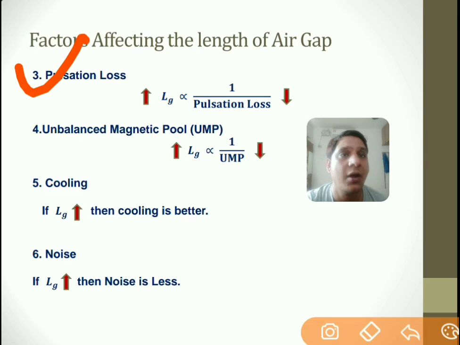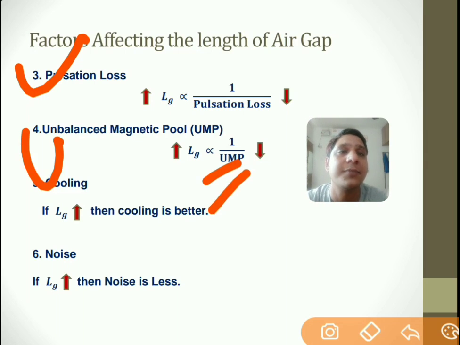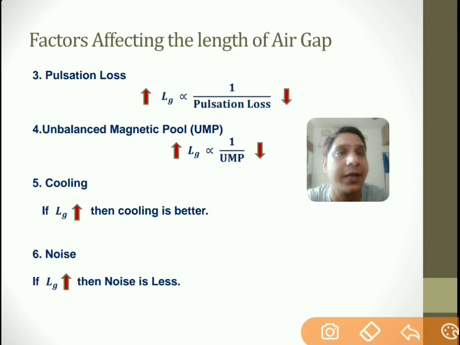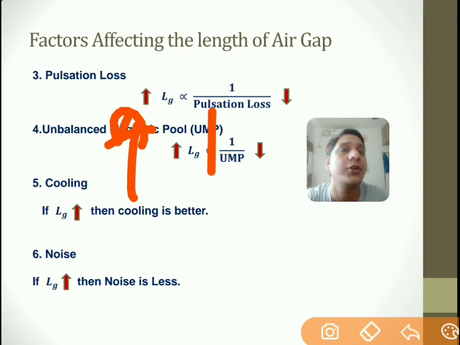This is the third factor. The fourth one is UMP, unbalanced magnetic pull, as it is called. The meaning of UMP we are going to cover in this video only. Then in coming slides, you will understand what that is. But right now you need to understand, if LG, the length of air gap, increases, then UMP decreases. The next part will be a discussion on unbalanced magnetic pull, as we are going through the contents given in the first slide. Next one is cooling.